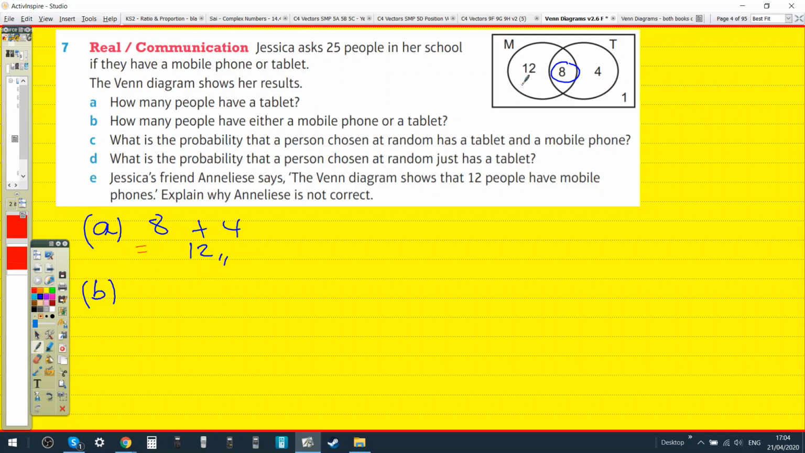Yes, and I think it includes the 8. So I think it will be 12 plus the 4 plus the 8 as well. So what is 12 plus 8 plus 4? Yes, and so either one or the other I think includes both.